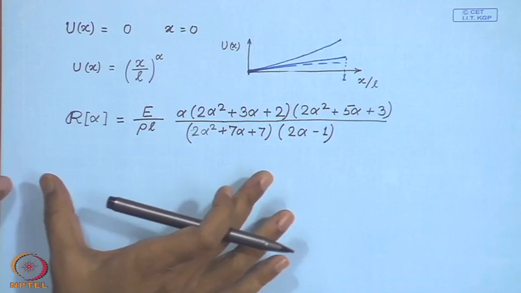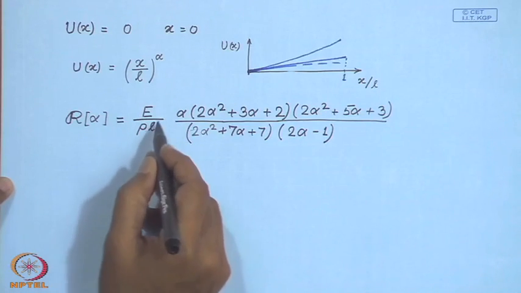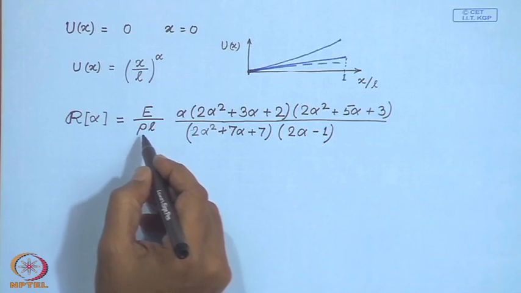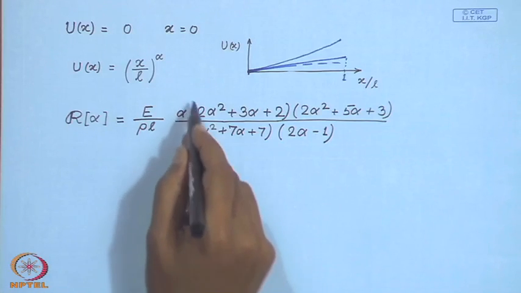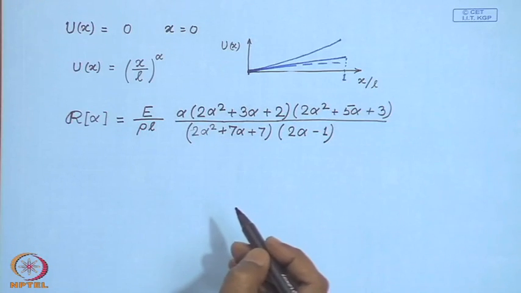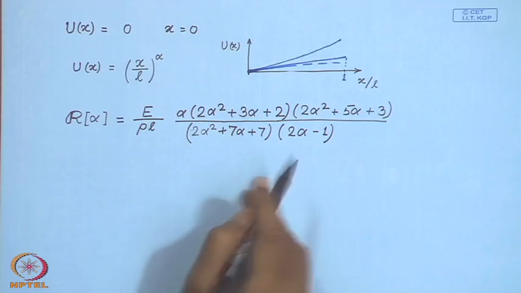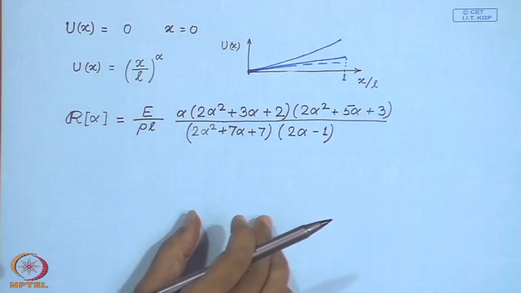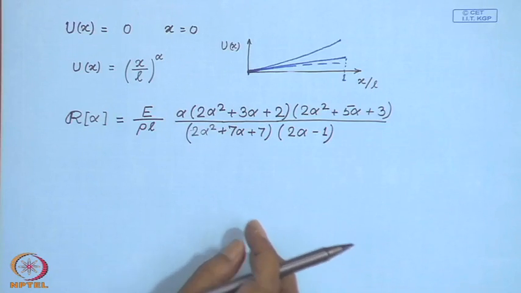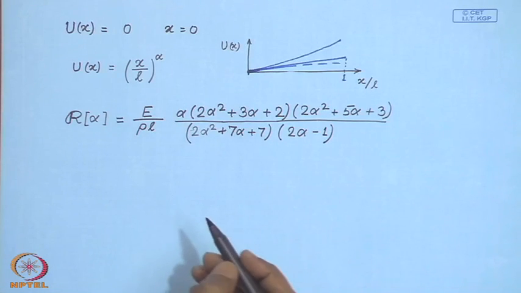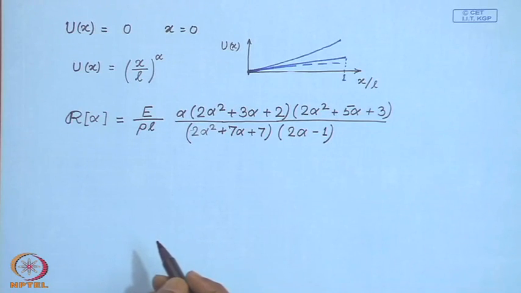Now, this term has the geometric as well as material properties of the bar, while this coefficient, which is a function of alpha, determines the Rayleigh quotient. Now, this alpha is unknown as yet. So, we can put various values of alpha, or we can minimize the Rayleigh quotient with respect to alpha and determine alpha.